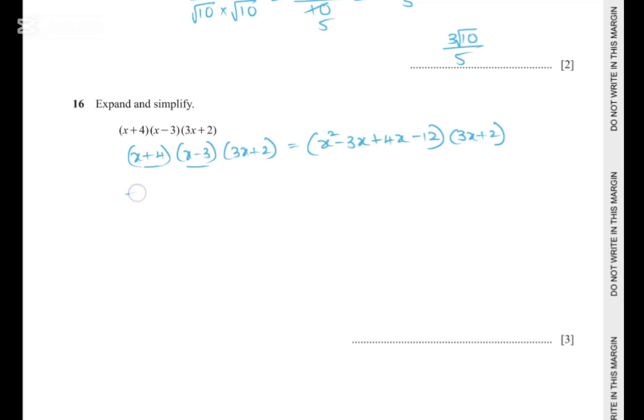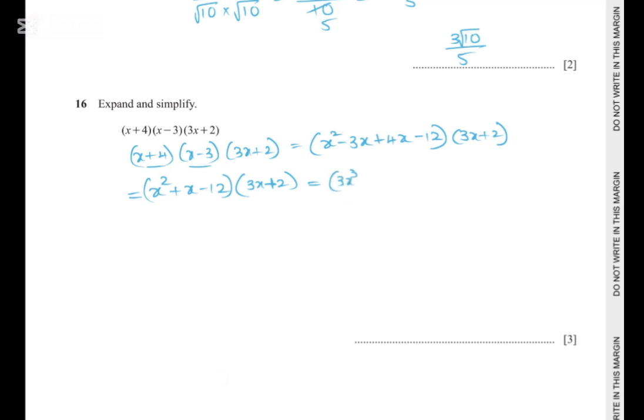So first simplify this first thing, x square, adding like terms, minus 3x plus 4x is plus x and minus 12, multiplied by 3x plus 2. Next we have to multiply all these three terms of this expression with this. So x square into 3x is 3x cube. x square into 2 is 2x square. Next x into 3x is 3x square. x into 2 is 2x.